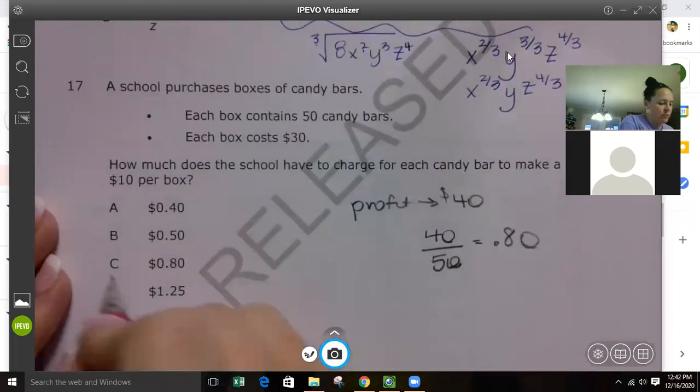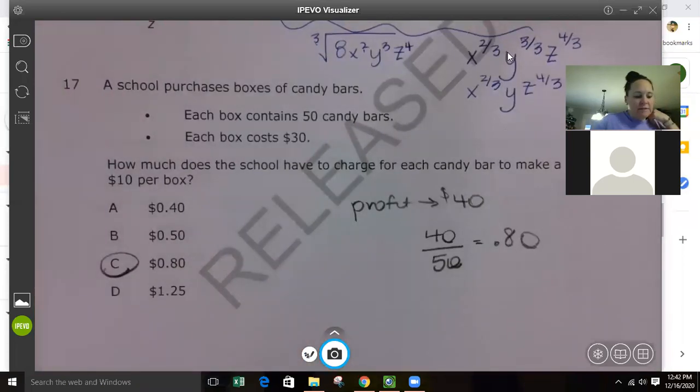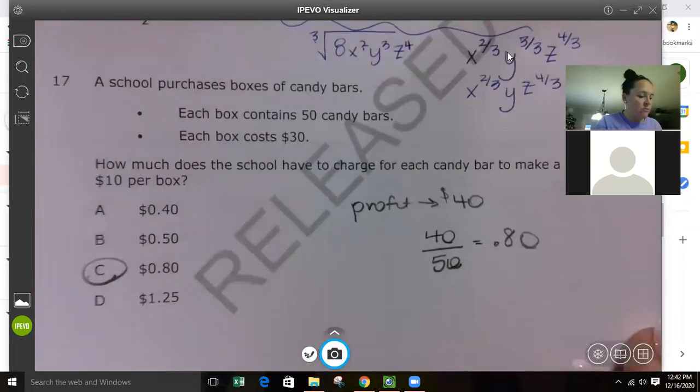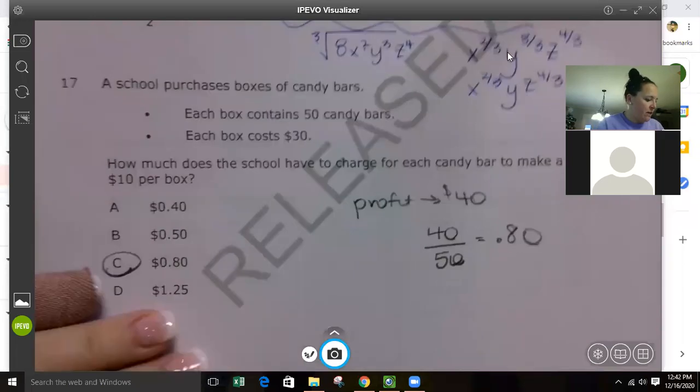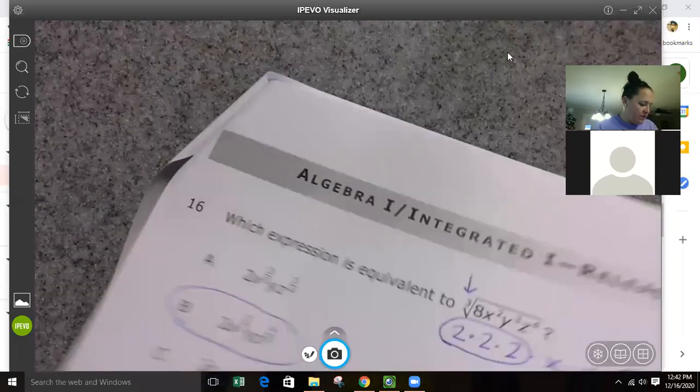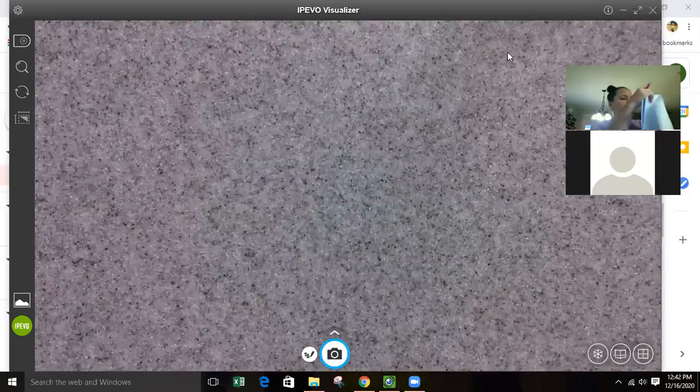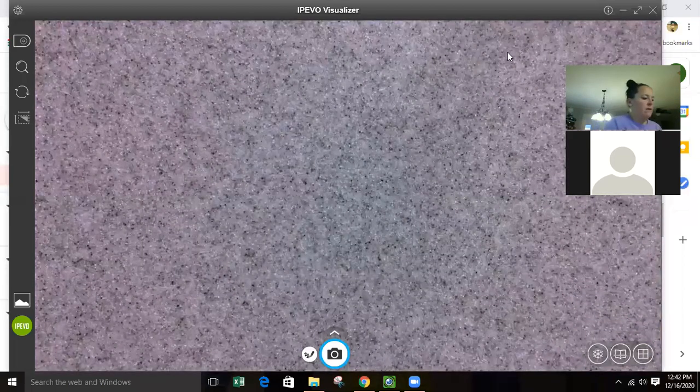So this one's pretty simple. Okay. I'm going to ask questions. Make sure that while you're on Zoom, you're answering some questions. Okay. So that one was pretty cut and dry. We're going to move on. We did the next two. We're going to go to 23.